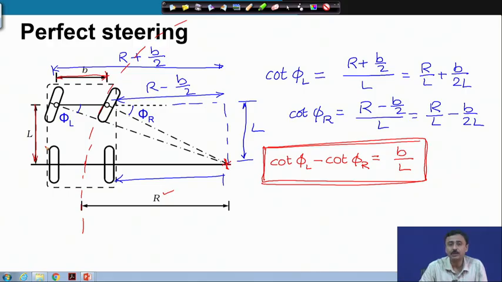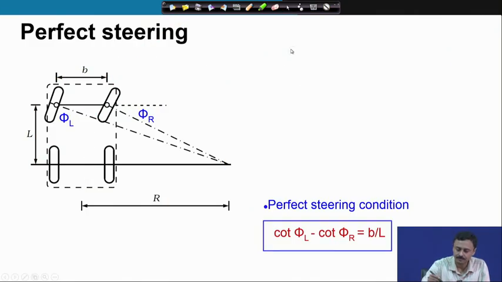So, we have a functional relation between phi L and phi r for perfect steering. So, this is called the perfect steering condition.